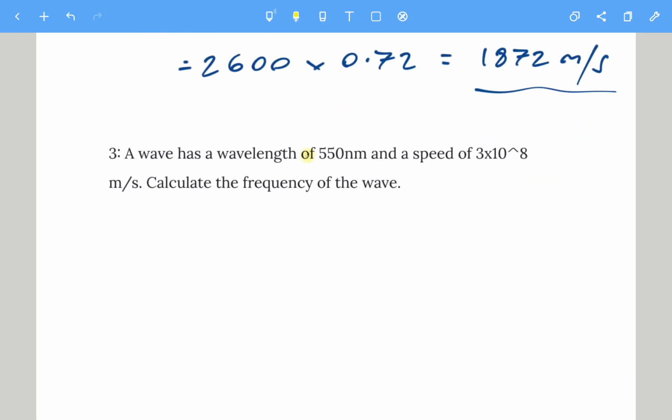So on this one, we've got a wave with a wavelength of 550 nm. Now, n means nano, and essentially that means divide by 1 billion, which is a 1 with 9 zeros. And then we've got the wave speed of 3 times 10 to the power of 8. If you're not sure about that notation, normally you would see it as 3 times 10 to the power of 8 meters per second. On a computer, depending on what you're using, you might have to write it as 3 times 10 to the power of 8 meters per second. But essentially they're the same thing. So if you weren't sure about that, now you can pause and have a go. I'm going to take you through the answers anyway.